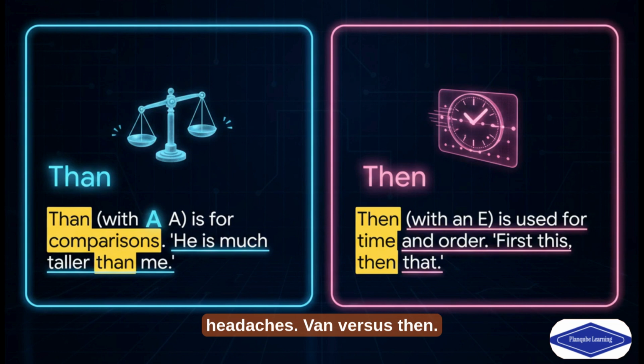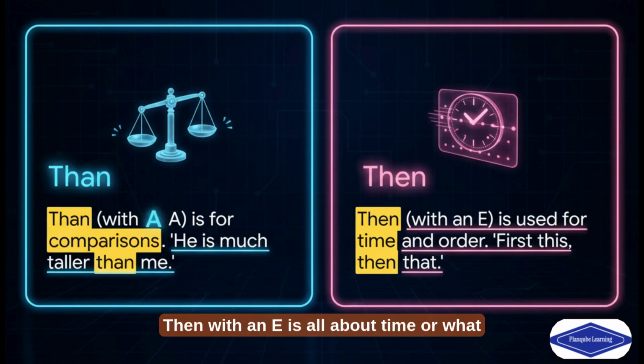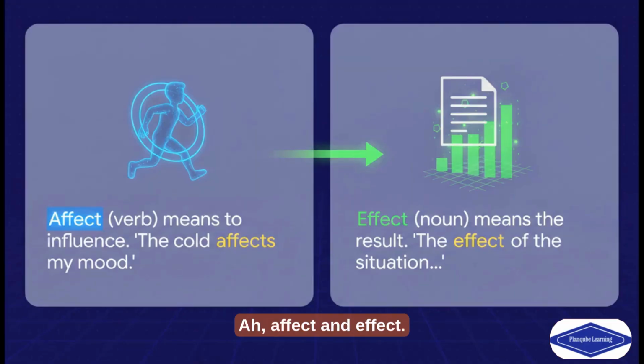Okay, next up is another pair that causes endless headaches. Than versus then. It really just comes down to that one little vowel. Than with an A is for making a comparison, like you're taller than someone or faster than something. Then with an E is all about time or what comes next. You do this, then you do that. One tiny letter, whole different meaning.